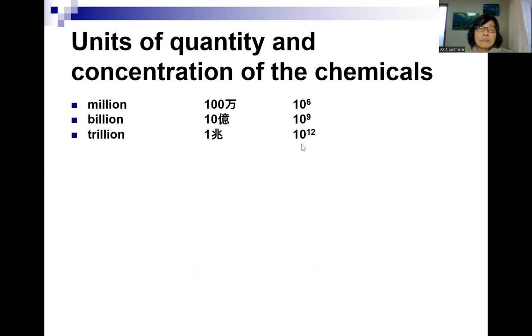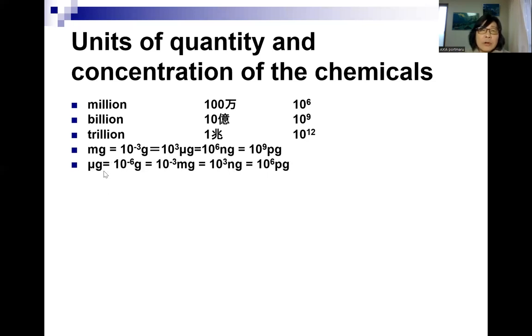And we have to understand the units of quantity and concentration of the chemicals. Million, we indicate with 6th power of 10. Billion, 9th power of 10. Trillion, 12th power of 10. In milligrams, we can represent using this: 10 to the minus 3 power of grams, 10 to the 3rd power micrograms, equals 10 to the 6th power nanograms, equals 10 to the 9th power picograms.